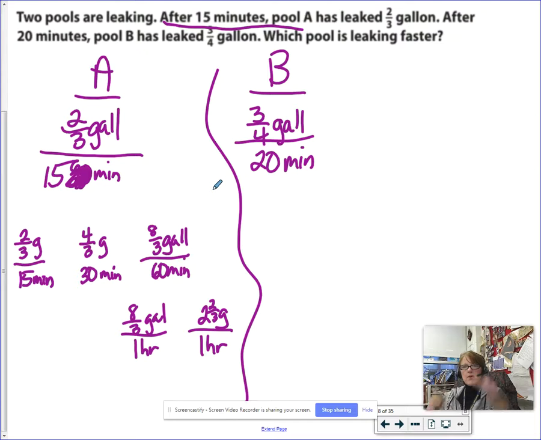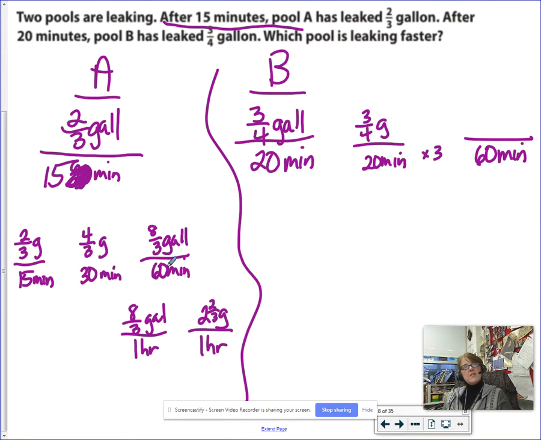3/4 of a gallon in 20 minutes. So I'm thinking of a clock. 20 minutes, 40 minutes, 60 minutes. So on this one, if I get 3/4 of a gallon in 20 minutes, in order to get to that 1 hour mark, I'd have to multiply this. I'd have to have 3 of these because that would give me 60 minutes. And then I could compare it to this guy. So we have to take 3 of these 3/4. 3/4, 3/4, 3/4. That'd be 9/4 of a gallon.